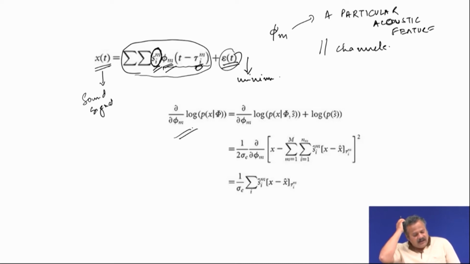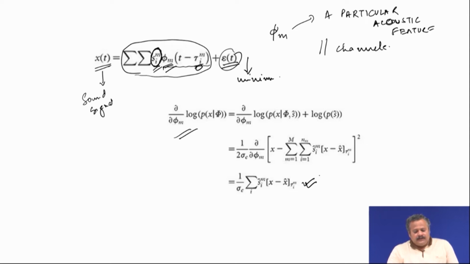It is simply a gradient ascent on the log likelihood. So if P(x given phi) is the data probability, then they did a gradient ascent for each of the phi m's by taking the derivative with respect to phi m of the log likelihood. And that turns out to be simply following this particular expression for a particular kernel m.